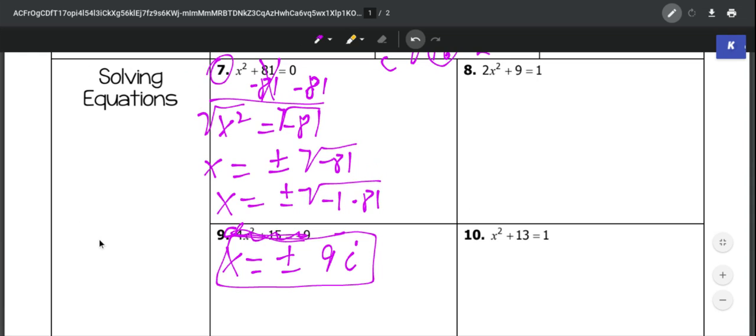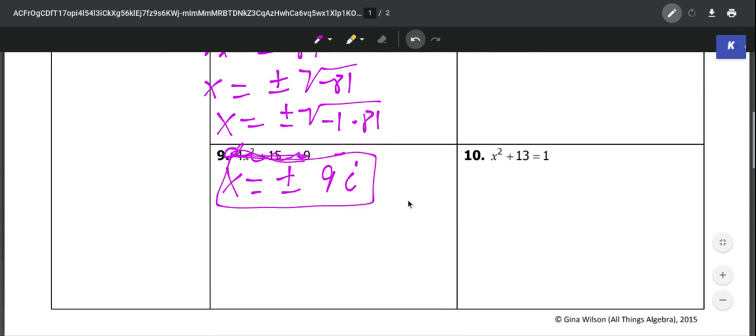And that one came out nicely because we could just take the square root. We didn't have to break down 81 inside of the square root. Now I'll show you one where you actually have to break down the inside of the square root. So on number 10, we've got x squared plus 13 equals 1. We need to subtract both sides by 13. So we'll be left with x squared equal to 1 minus 13, which is just negative 12.